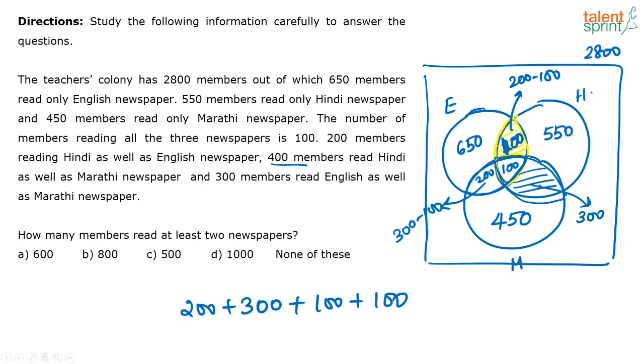Now what does this represent? This is the number of people who read only English and Marathi. This is the number of people who read only Marathi and Hindi. This is the number of people who read only English and Hindi, and this is the number of people who read all 3. So at least 2 newspapers means they have to read 2 newspapers or 3 newspapers. So the sum is going to be 700. So the correct answer for this question is option E, none of these. 700 is not there in the options.